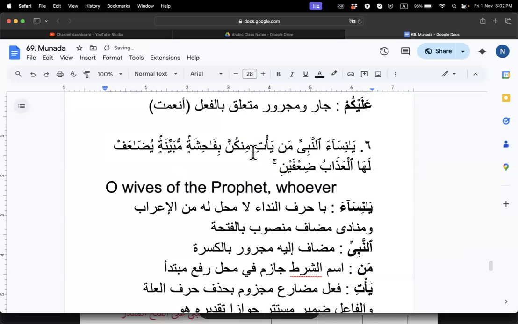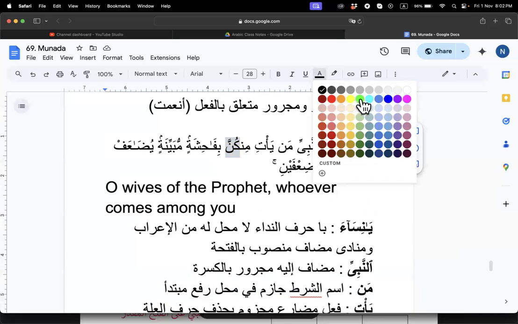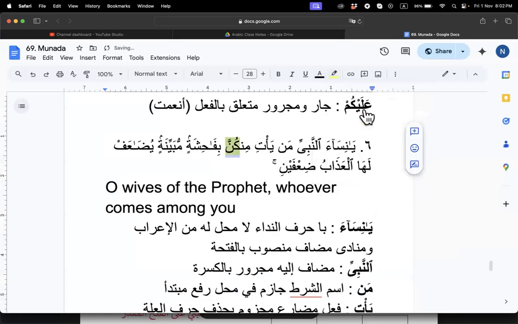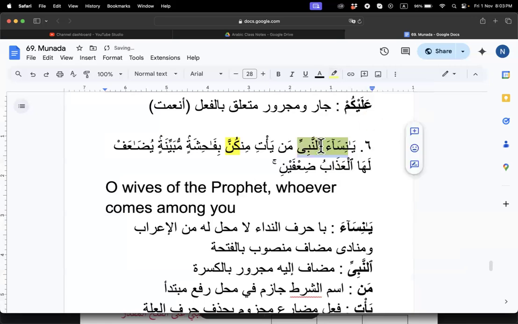We will say come, we still say come that we can translate with. Whoever comes among you. Kunna is referring to who? The wives of the Prophet, exactly. Kunna here is referring to nisa an-nabi. So do you still think it's jar wa majrur muta'alliq to yati, or something else?